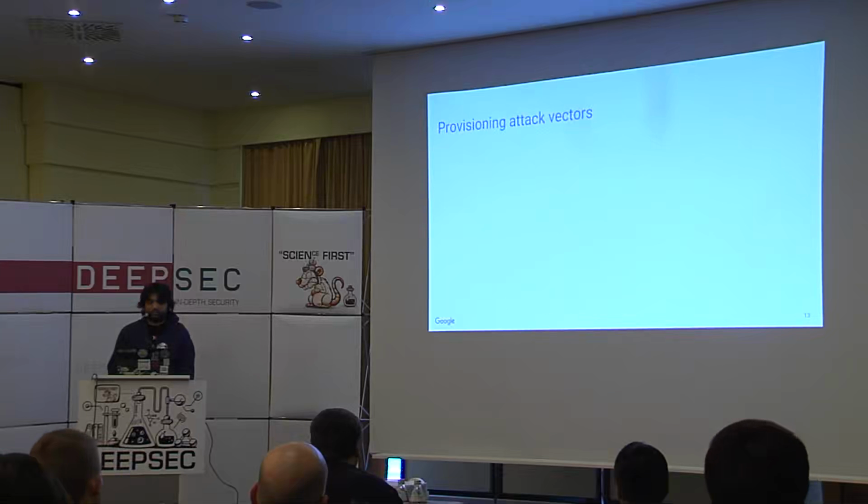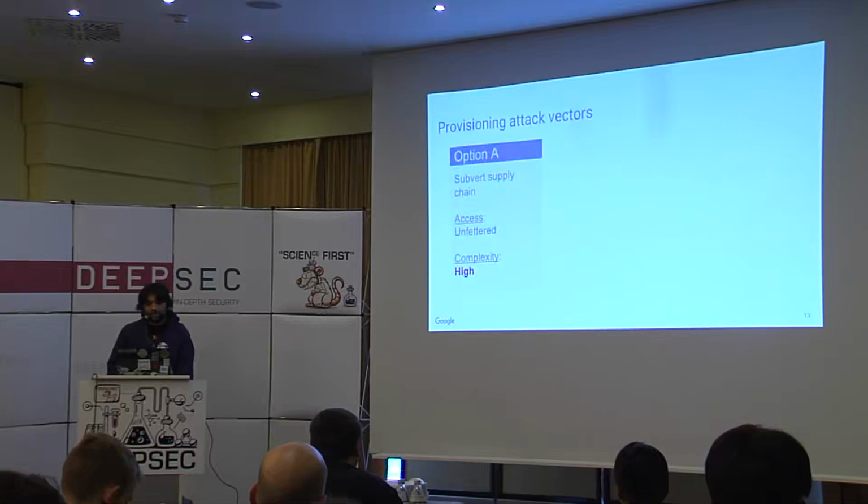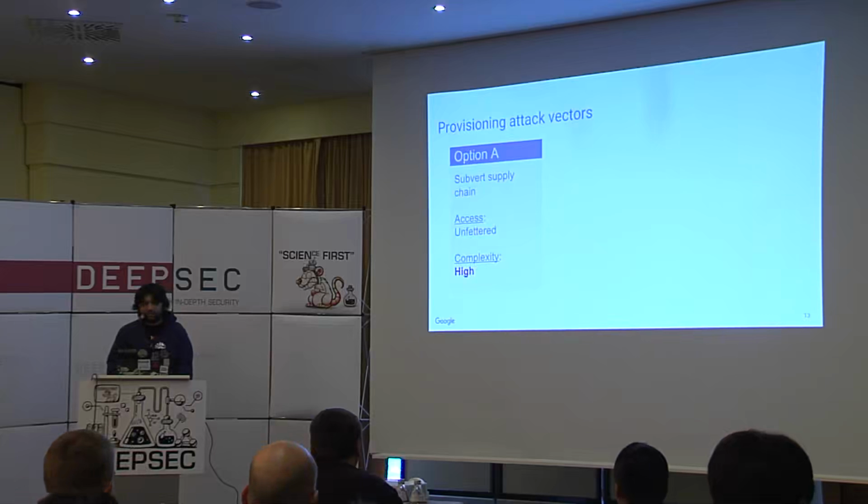Okay. Back to exploring our aim of getting AMT control. So what are our options for provisioning AMT on a target machine? So we can either subvert the supply chain. The complexity here is high. You can say medium if you think it's easier. So the likely attacker here would be someone who's highly resourced or casting a wide net or targeting someone specifically.